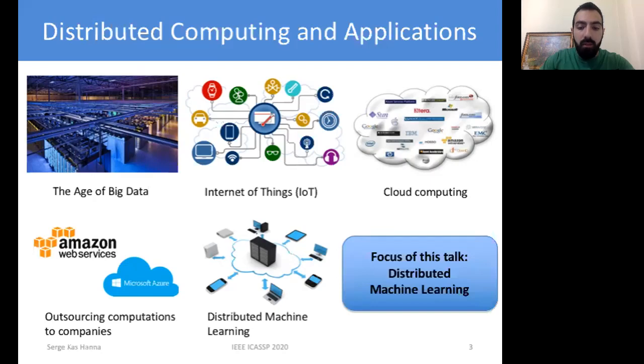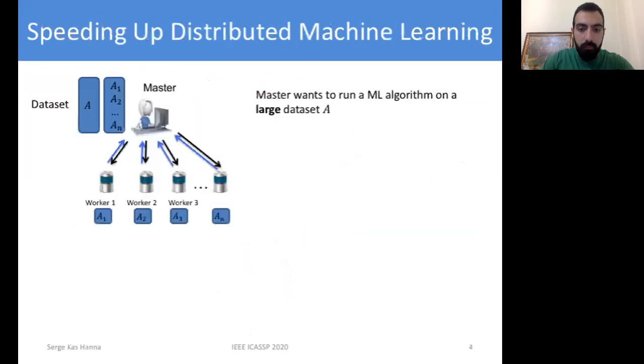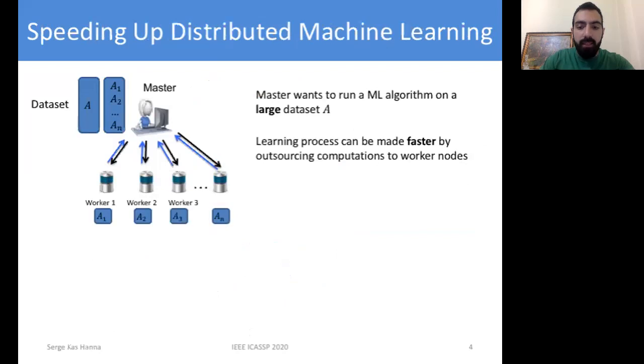In this talk, I will be focusing on distributed machine learning and some of the challenges that are associated with it. So consider a setting where a master wants to run a machine learning algorithm on a large dataset A. If the dataset is too large, then the learning process can become computationally intractable. So the master can outsource the computations to the worker nodes by distributing the data among them in order to make the learning process faster.